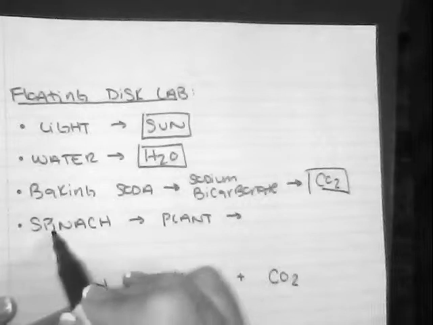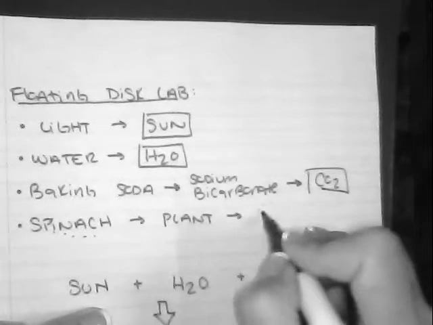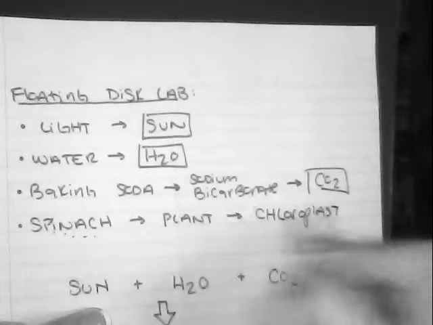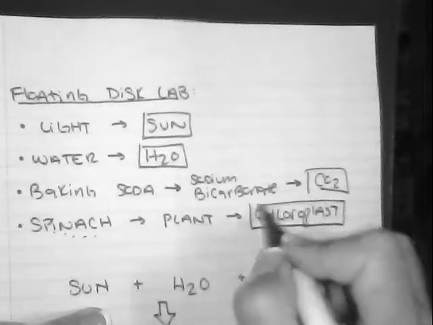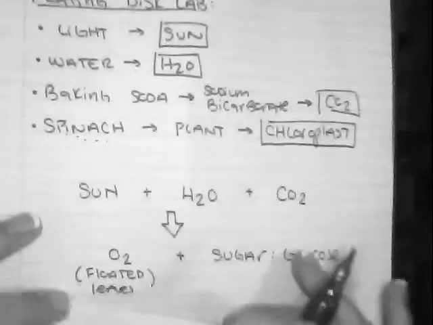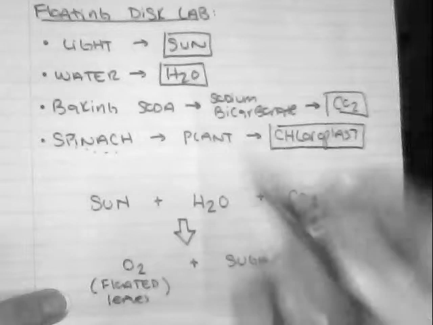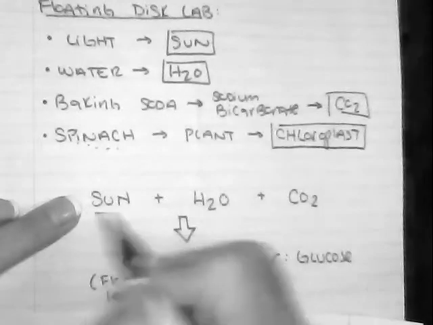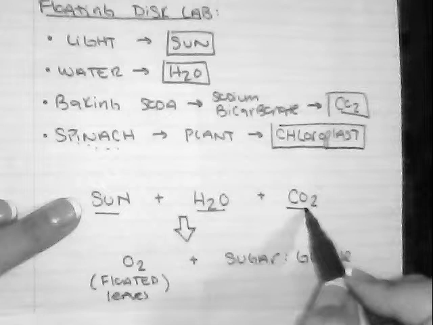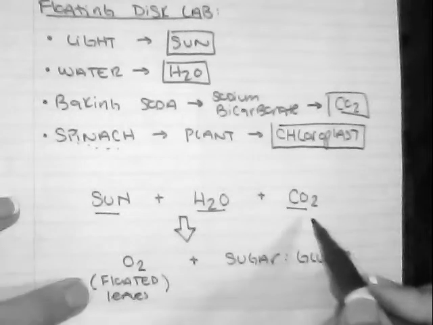And then of course our spinach, which is a plant, what does it represent? Well, it represents having the actual product to do the photosynthesis, which is our chloroplast. So this is our organelle that's going to be responsible for it all. If we were to take all of these factors and put them into a formula, we would notice the sun here, the water here, CO2 here. These are all the elements that we need to make photosynthesis happen.